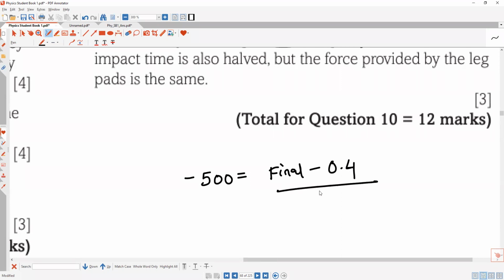We divide by the time, which has been halved now. So before it was 0.4, now it is 0.2 into 10 raised to minus 3. Do this in your calculator. I hope everybody online is understanding what I'm doing over here. Do this in your calculator and give me the final momentum.